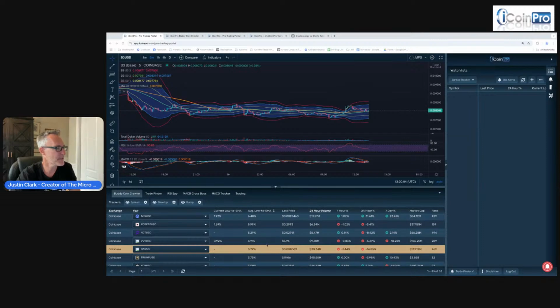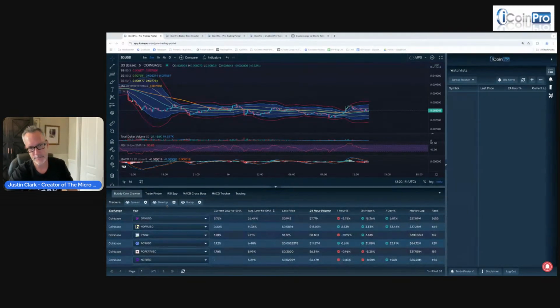So yeah, we'll have to see. But B3 and Trump, I'm going to be keeping an eye on. But the good thing is, if the market starts moving, the spread tracker, the dump tracker, the blow up tracker, they're going to track everything, and they're going to let us know when something's really awesome to potentially trade.